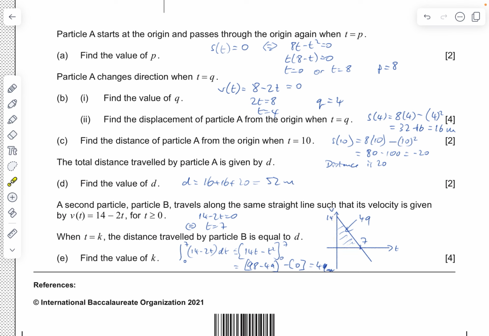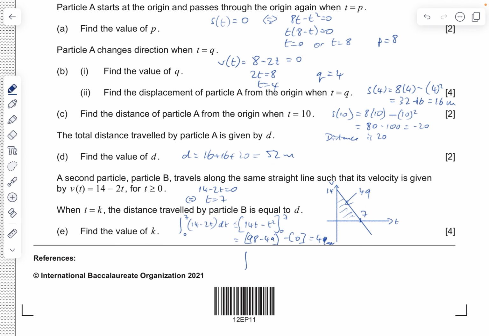So we want now to say that's done 49 meters to get to here, and it's supposed to have done 52 meters. So if I do the integral between 7 and k of 14 subtract 2t dt, here we want another 3 meters, so that must be -3. So I want the area of that to be -3. 14t subtract t squared between 7 and k must equal -3.